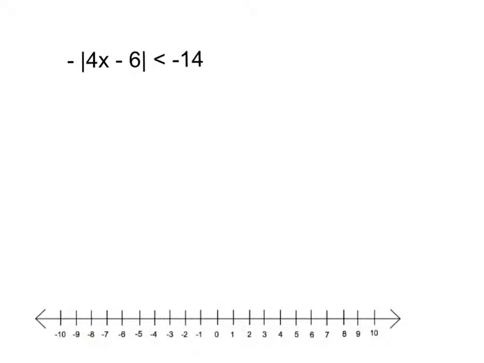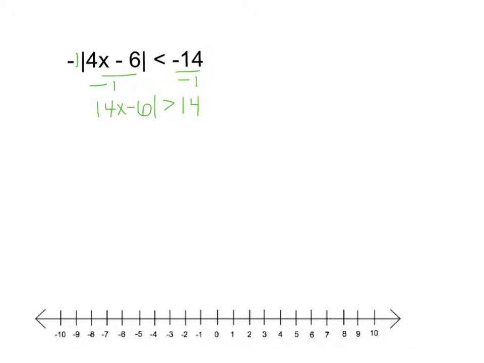To solve an absolute value inequality, the first thing you need to do is isolate the absolute value brackets on one side of the equation. So a negative in front of the absolute value brackets is a -1, so you're going to divide each side of the inequality by a -1. Remember, when solving inequalities, if you divide each side by a negative, your inequality sign is going to flip.